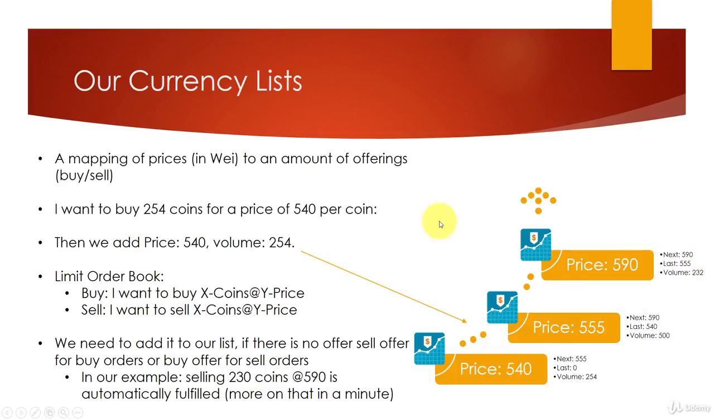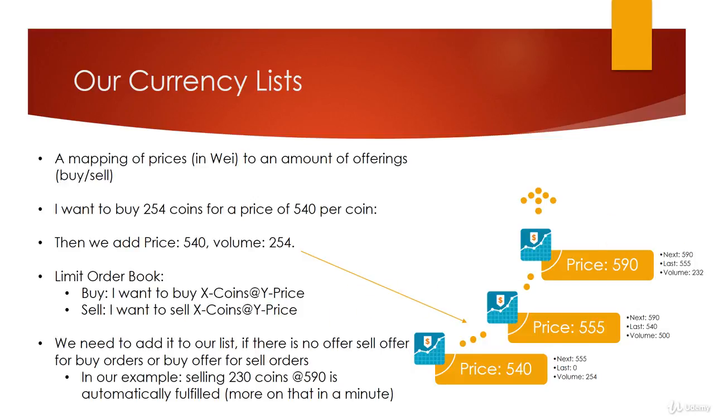And if I want to buy 254 coins for a price of 540 per coin, then I actually just have to add it to this price entry here in our order book. So our limit order book is basically buy orders: I want to buy X coins for Y price. Sell orders: I want to sell X coins for Y price. And that's all there is.